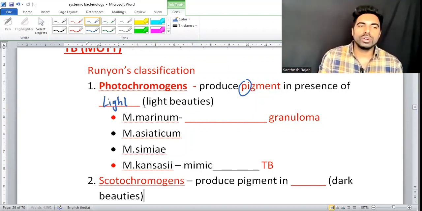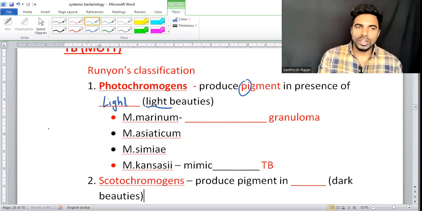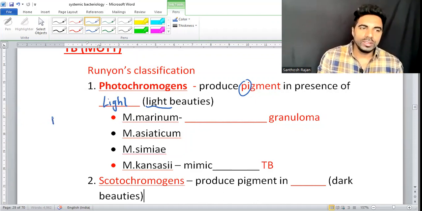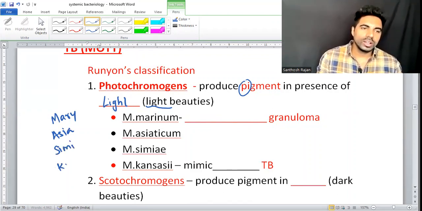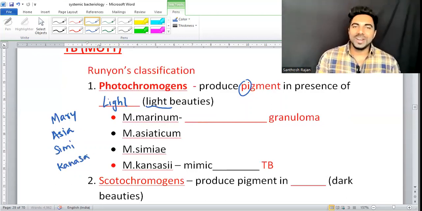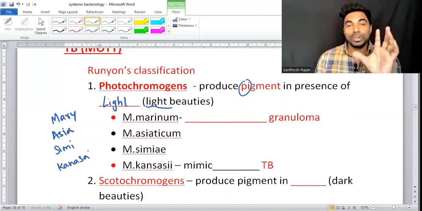So what I give as a shortcut: light beauties. Who are the beautiful girls in the light? One is Mary, Asya (Asia, a popular name in Europe), Simi, and Kansa. These are the four pretty girls who have color in the light. They produce pigment during the light.